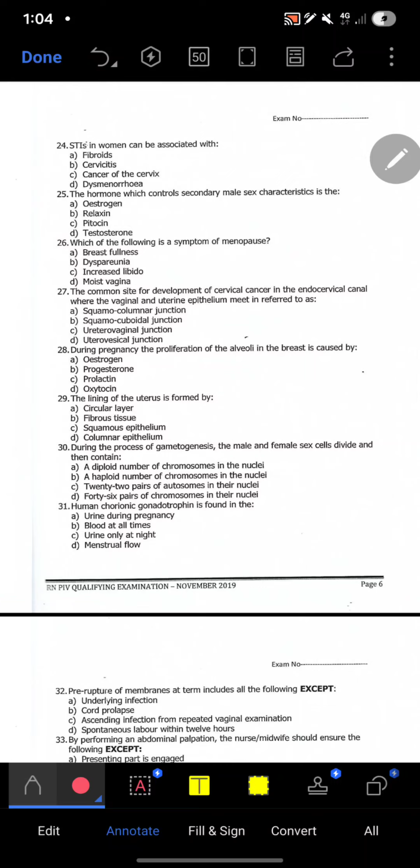Question 24. STIs in women can be associated with, the correct answer is B, which is cervicitis. Question 25. The hormone which controls secondary male sex characteristics is, the correct answer is D, which is testosterone. Question 26. Which of the following is a symptom of menopause? The correct answer is B, which is dyspareunia.